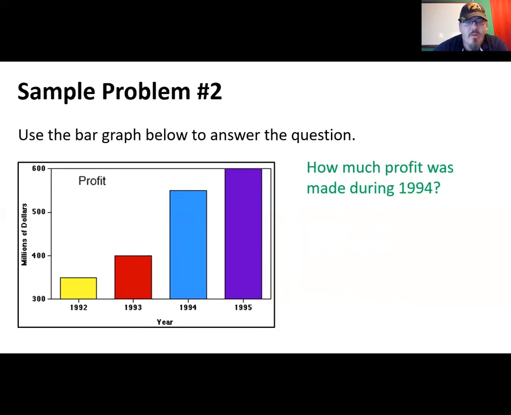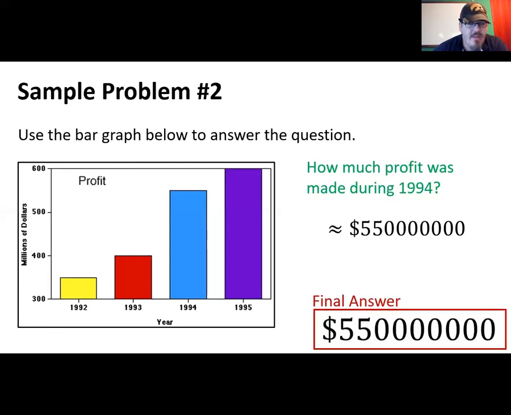The key thing to remember though is that it's in millions of dollars. So it looks like our answer is about $550 million in profit. Okay, so $550 million. So again, just make sure that you are careful in situations like this, that you accurately interpret the scales and the values that are being represented.